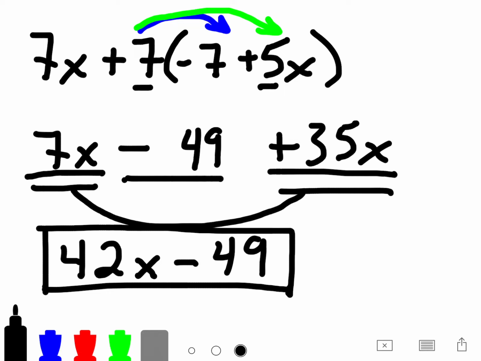So I hope this has been helpful in helping you to understand a little bit more about the law of distribution and a lot more about combining like terms, because we'll be doing a lot of that for pretty much the rest of the year.